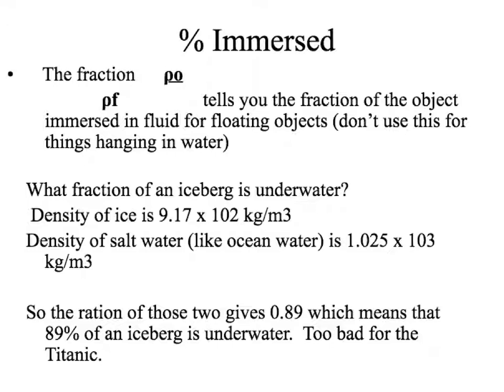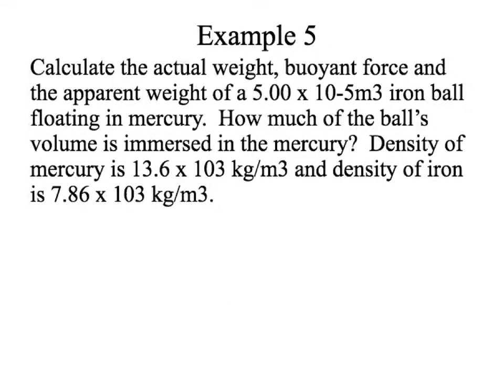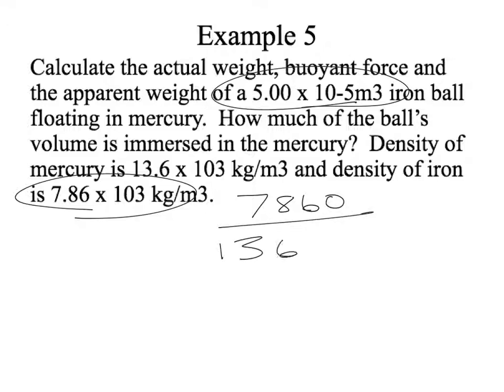We also have a formula we can use that tells you the fraction immersed for floating objects. So this is different. Check your sheet. What fraction of the iceberg is underwater? Take a look. 89% is underwater. Okay, a couple of things I'm going to quickly do here. We have an iron ball, and we're going to float it in mercury, which could happen. How much of the ball's volume is immersed in the mercury? Well, we just take the density of the iron over the density of the mercury, the fluid, and we see that 58% of it is underwater, not under mercury.